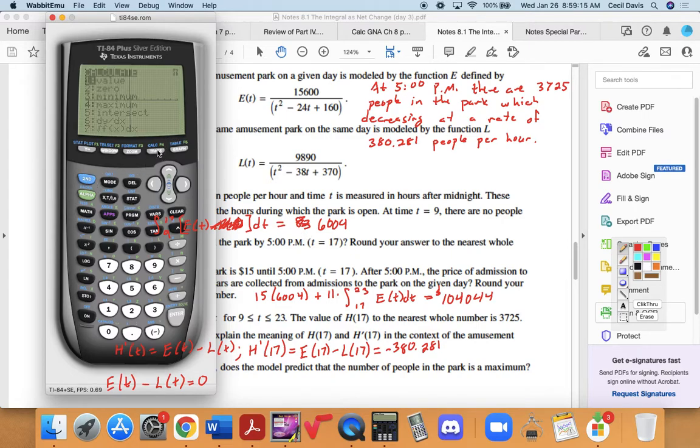So find where that's equal to 0. It's somewhere in the middle, but since I know 9 and 23, I'll make 9 my left bound and 23 my right bound, and 15.2. That's not going to be anywhere close. Oh, that was not bad. So t is equal to 15.795.